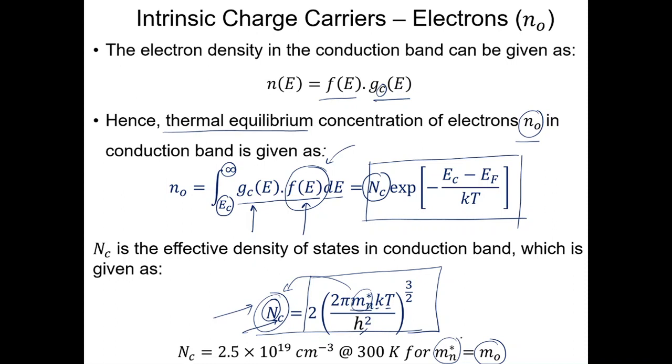Of course, if the effective mass is higher than m naught, this number will be higher. If the effective mass is lower than m naught, this number, the NC, will be lower.